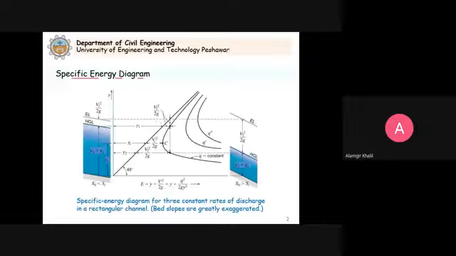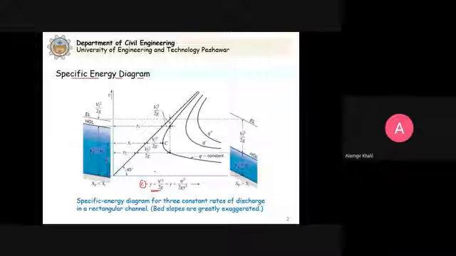Now the specific energy diagram, this is the topic that we studied in the previous lecture. You see, this is the diagram which is given in your textbook. In this diagram you can see that the specific energy, denoted by E, is the sum of the depth of flow plus the velocity head. It means that we are referring the energy to the channel bottom, or the channel bed, as datum.